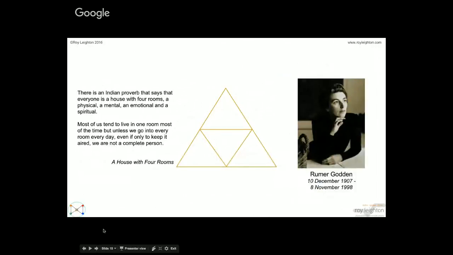This is based upon a concept of ultimate reality, and that is made up of 4 elements that Ruma Godden talks about in his quote about everyone being a house with 4 rooms: a physical, mental, emotional, and a spiritual. Most of us tend to live in one room most of the time, but unless we go into every room every day, even if only to keep it aired, we're not a complete person.